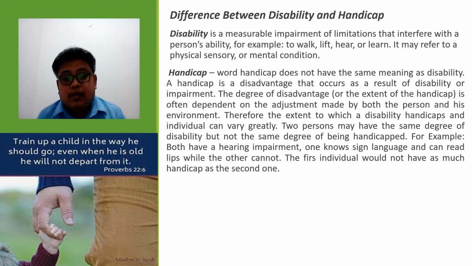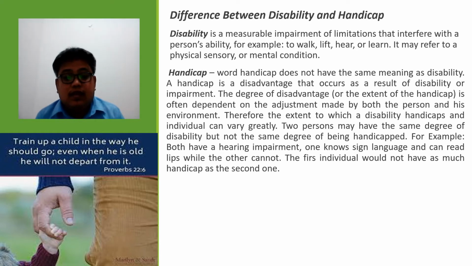Difference between disability and handicap. Disability is a measurable impairment or limitation that interferes with a person's ability, for example, to walk, lift, hear, or learn. It may refer to a physical, sensory, or mental condition. Handicap. The word handicap does not have the same meaning as disability. A handicap is a disadvantage that occurs as a result of disability or impairment.